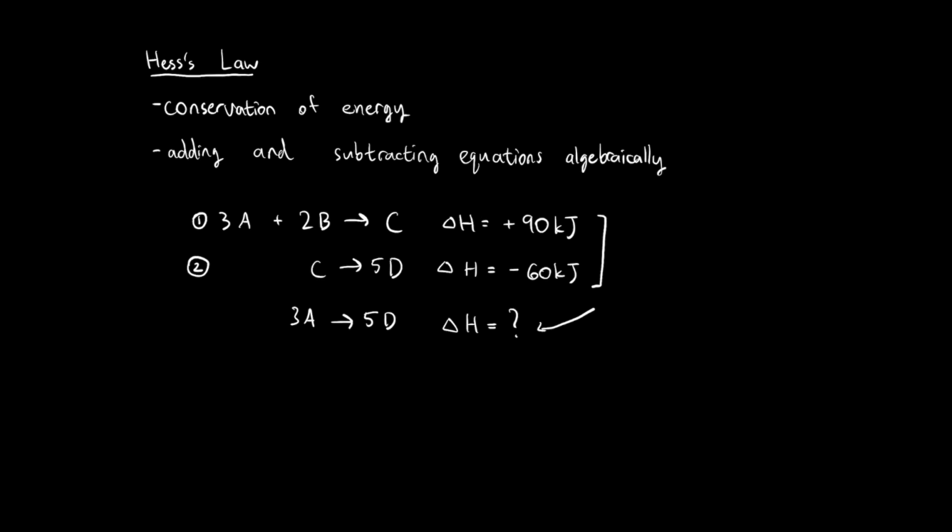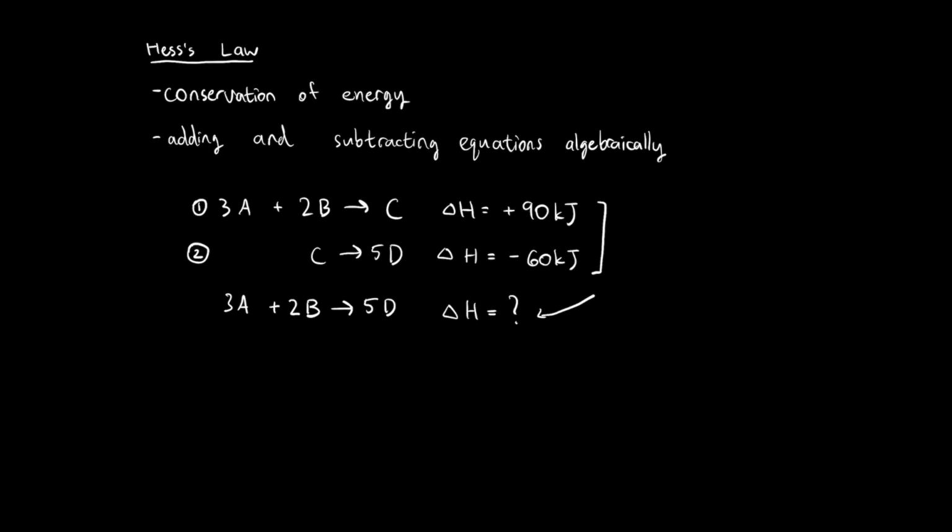Now, in practice, what Hess's law looks like is recognizing patterns. Basically, you're looking at an equation and seeing if there are any similarities between equation 1 and 2, and how you can manipulate those to your benefit. In our final equation here, we have 3A, and I should probably add a 2B to this side. We have 3A, 2B, and 5D. In our first equation, there we have it, 3A and 2B. And in the second equation, we also have 5D.